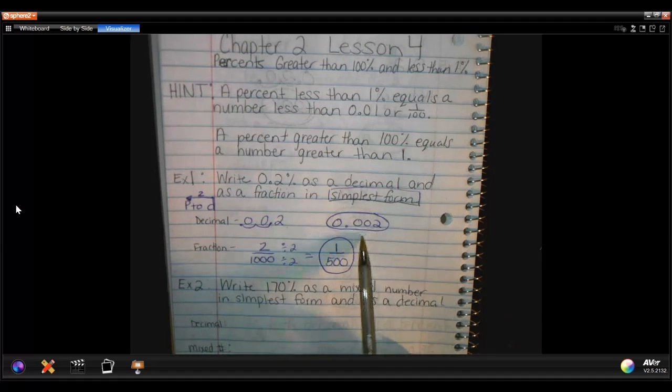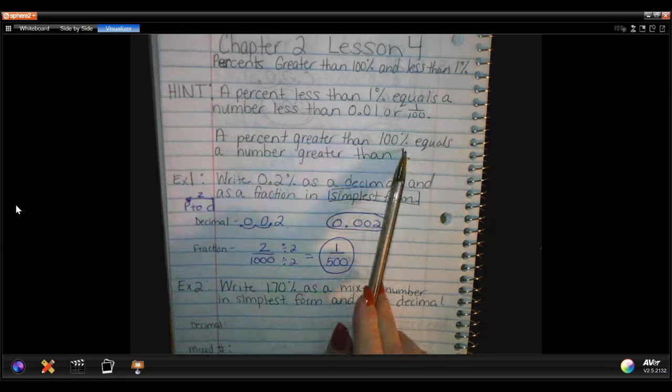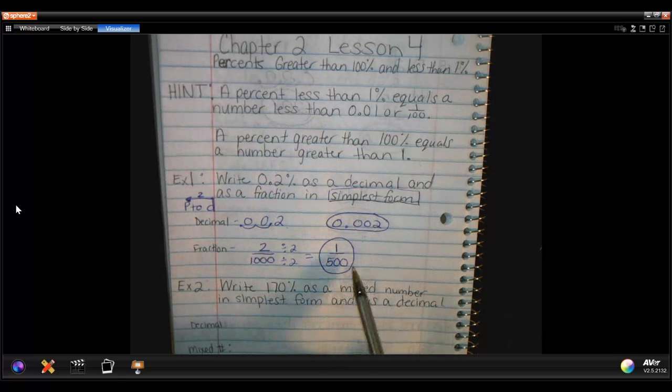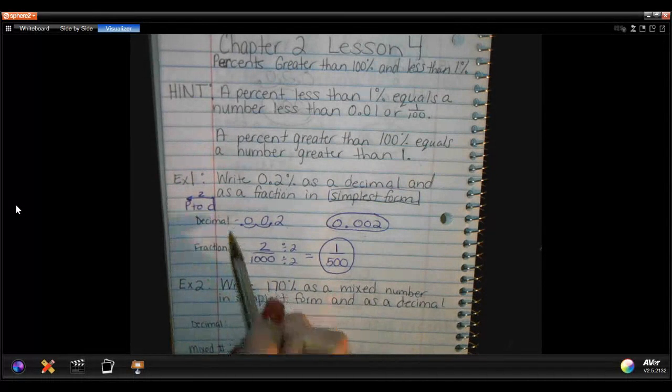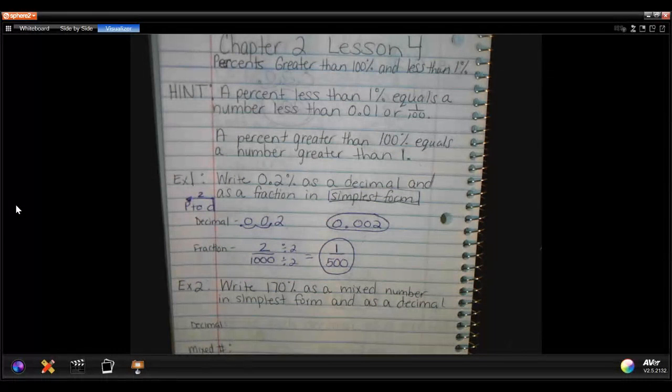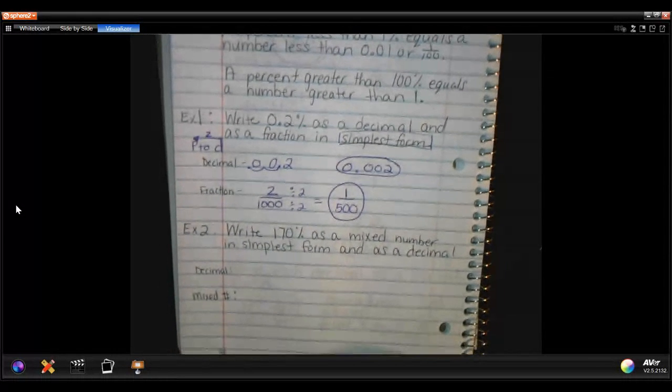Again, it's less than 1/100th, and it's less than 1%. So for these types of problems, I need 2 answers. I need a decimal and a fraction. Okay, let's take a look at example number 2.